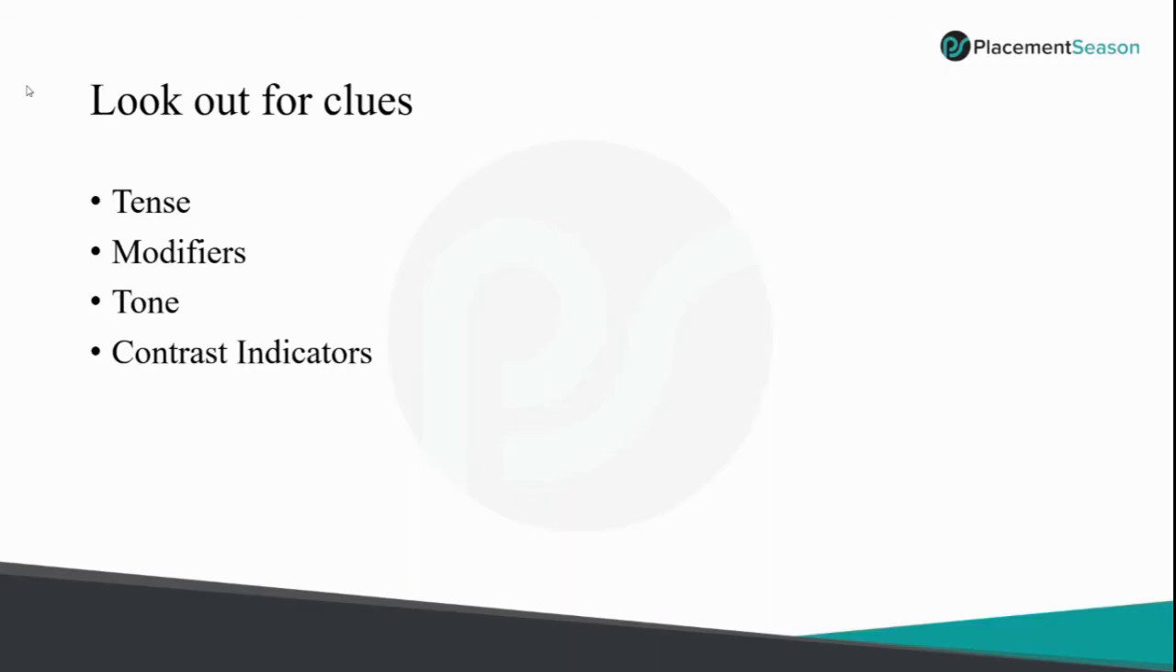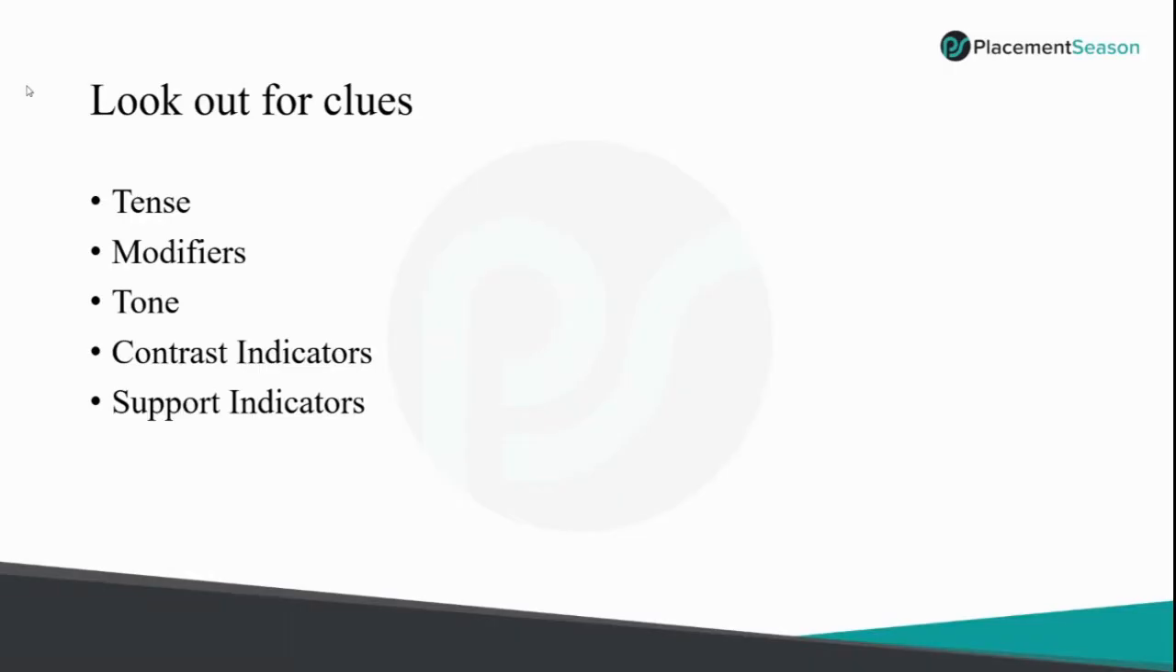Contrast indicators. What are contrast indicators? These show that the first part of the sentence and the next part of the sentence are opposite, are in contrast. For example, words like yet, whereas. So these are all contrast indicators.